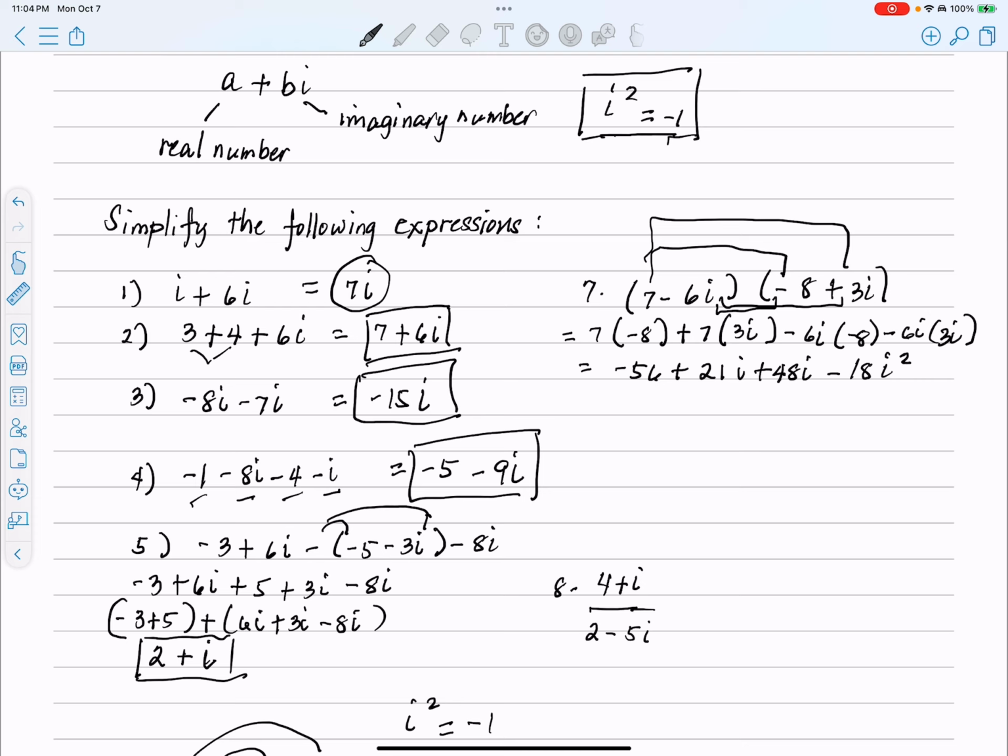Let's simplify. Combine like terms. So negative 56, 21i plus 48i, that will become 69i. Minus 18 i squared, substitute it with negative 1. Alright, remember this. So negative 56 plus 69i, negative 18 times negative 1, that's positive 18.